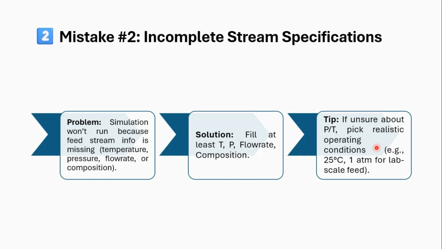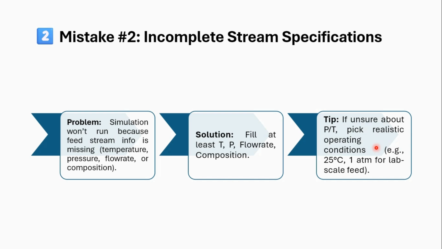Going to the second mistake, which is incomplete stream specification. Now we have studied numerous times that the degree of freedom of a stream should be equal to 0. We define degree of freedom as number of variables minus number of equations. In Aspen, we say we are not defining the equations, we are specifying the variables. Now, what are those variables?